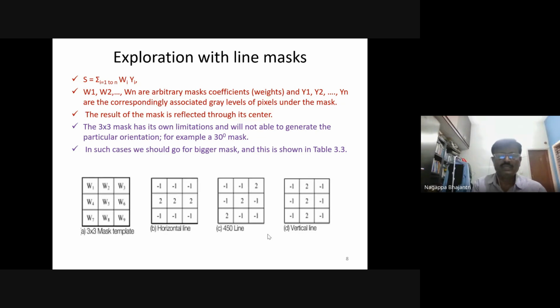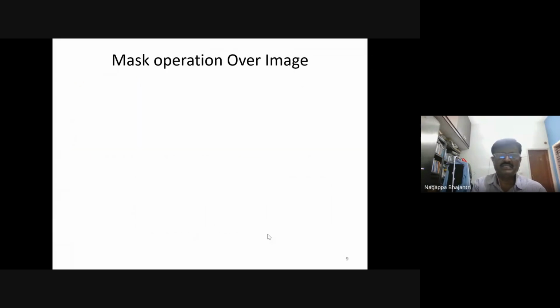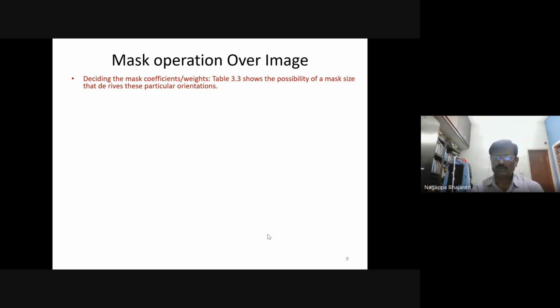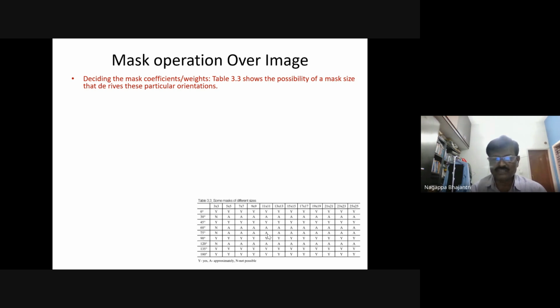And in the table we have the different mask sizes we can have. So, deciding the mask coefficients: we have a table of mask sizes, from 3 cross 3 to 25 cross 25. With that we can achieve different degrees, from 0 to 180 degrees. So approximately you can construct a mask.